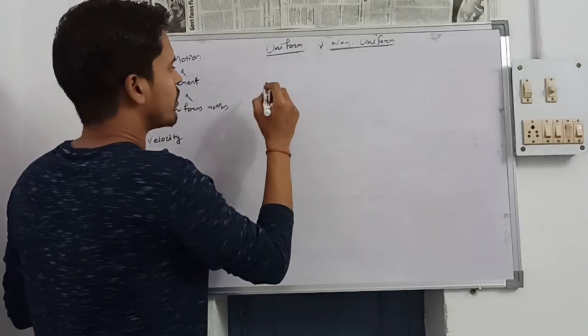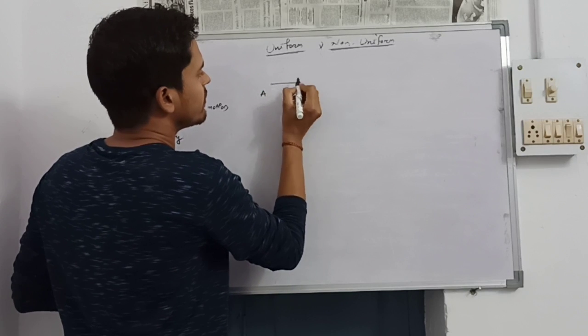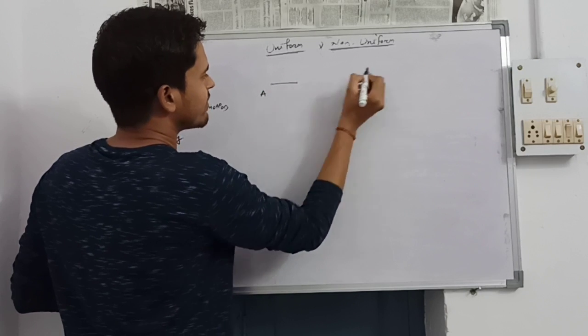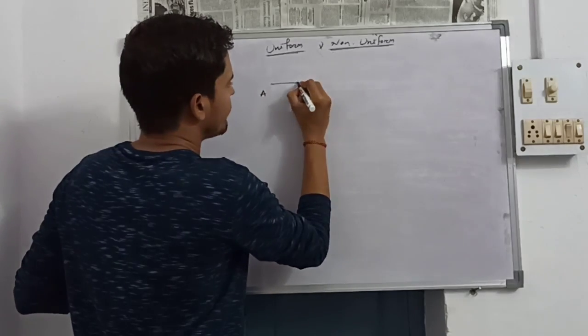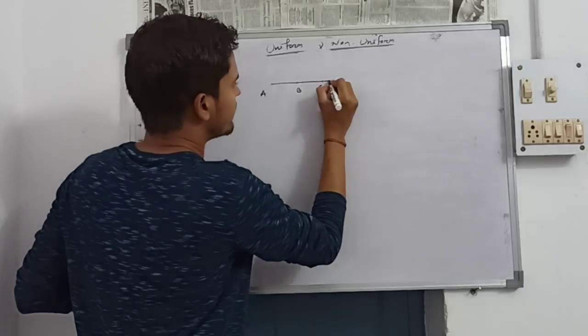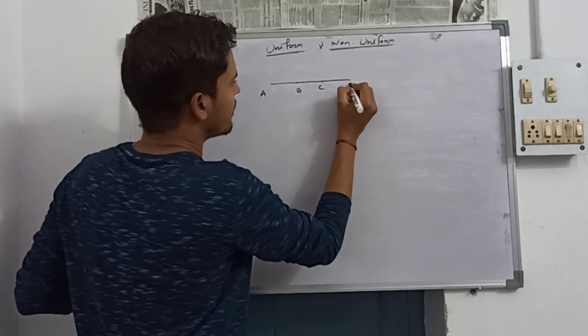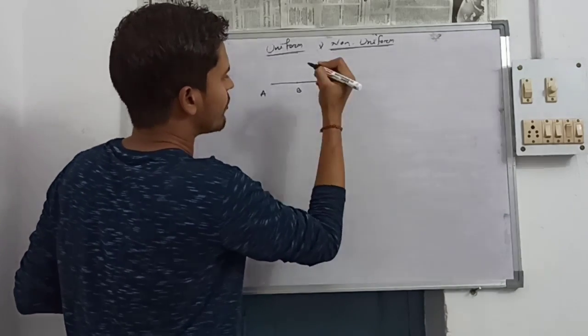An object is starting from point A. Then it is moving in this direction. It is going to this point B, then this point C, then this point D. So in this motion, what happens?